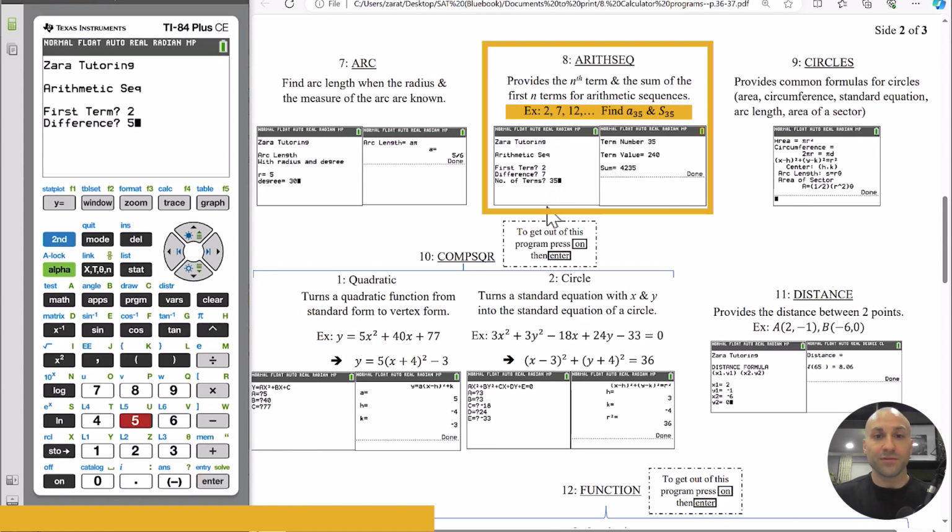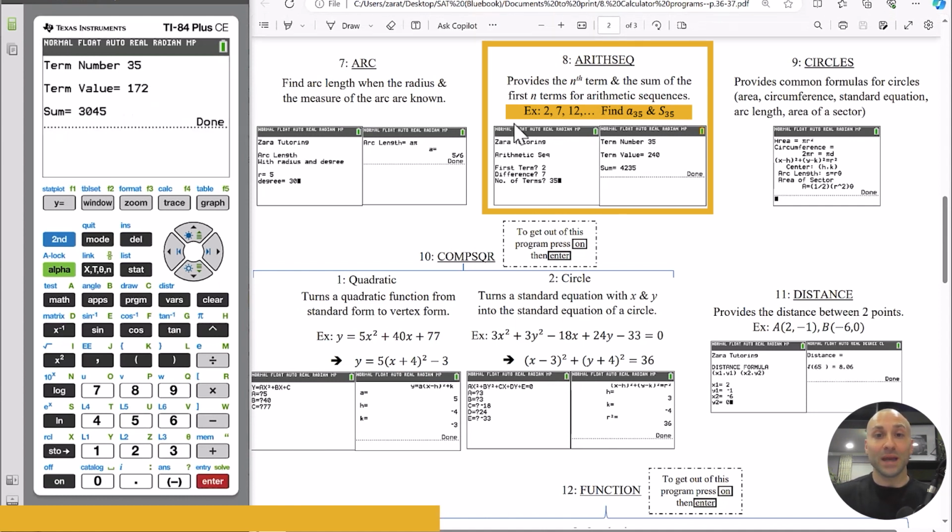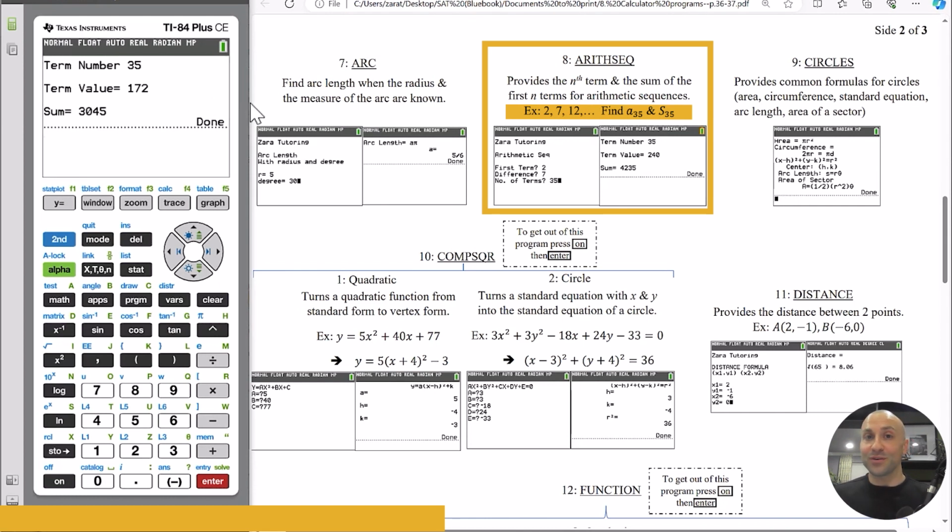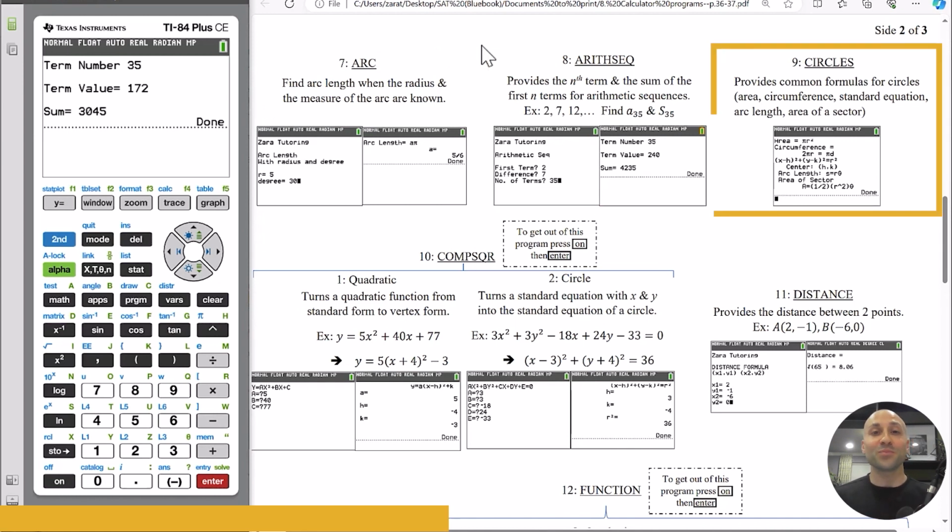So we're going to input 5, and if we want to find out the 35th term and the sum of the first 35, we're going to put 35 there. And it says the 35th term, if we kept increasing by 5 for 35 terms, would be 172. And if you add up all of those terms up to and including the 35th, you'll get 3045. So pretty cool, but again, not so sure if it'll come up or not for you. Now let's go on to program number 9.